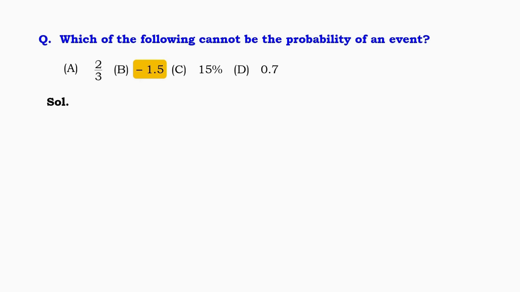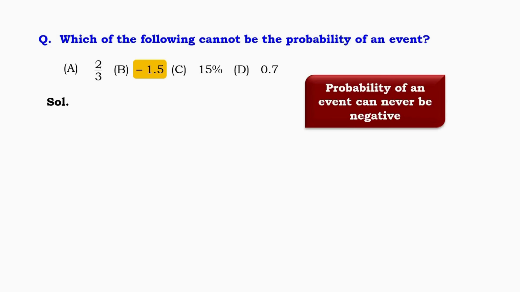15% means 15 by 100, so that is also between 0 and 1. 0.7 means 7 by 10, that is also between 0 and 1. So the probability of an event can never be negative. So this B will be the answer.